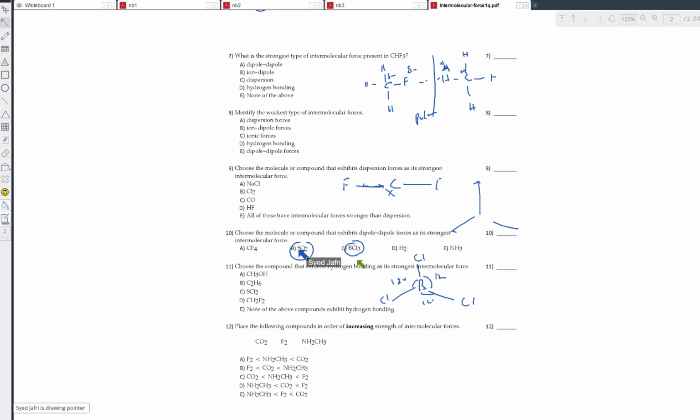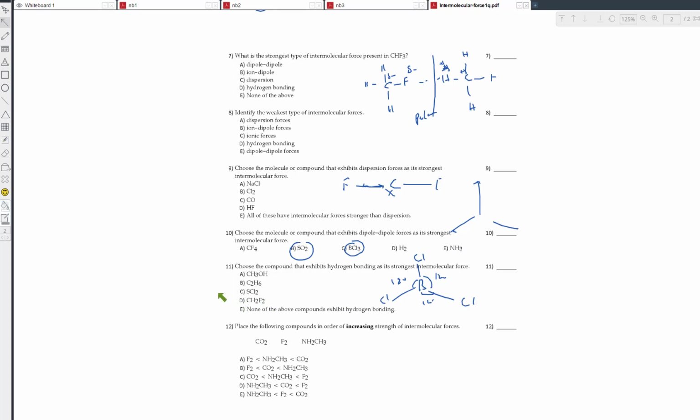This one we already know has an angular or bent shape, so this is going to be polar, and definitely when it is polar, this is going to have the strongest dipole. What type of strongest force is here? Dispersion. Same dispersion here. And what type of force is here? Hydrogen bonding.